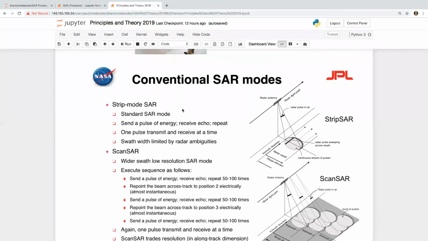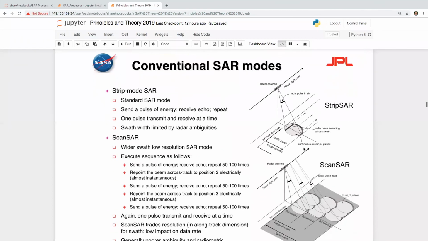Okay, so we've been talking mostly about this strip SAR case, where this is a standard mode that many historical systems have used, like SEASAT and RADARSAT and such, where you have an antenna, you transmit a pulse every millisecond or so, and you just continuously do that and map out a strip or a swath. That gives you some ability to map the Earth, but often people would like much more area.